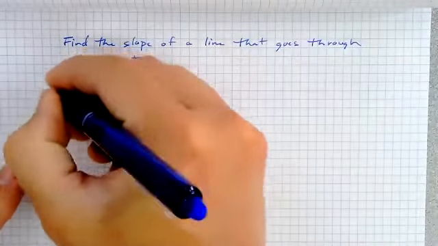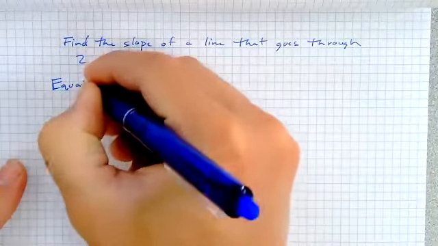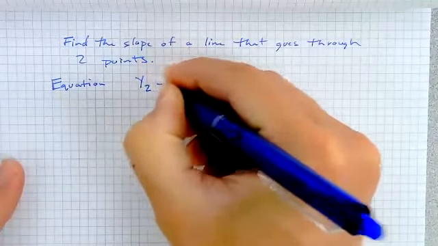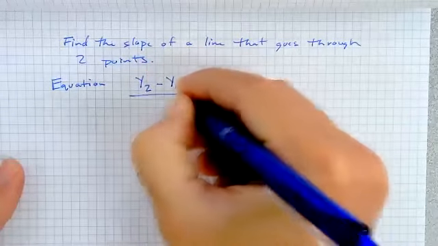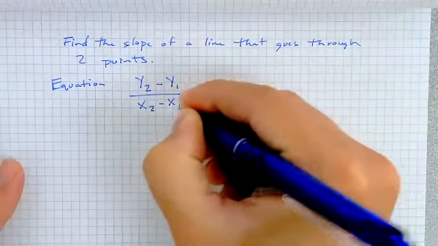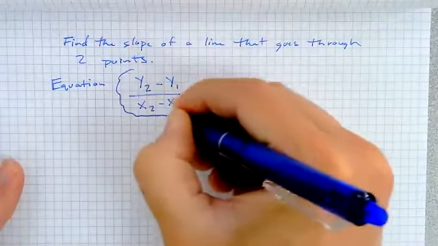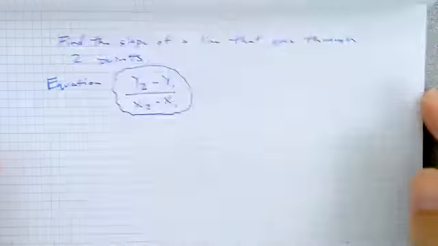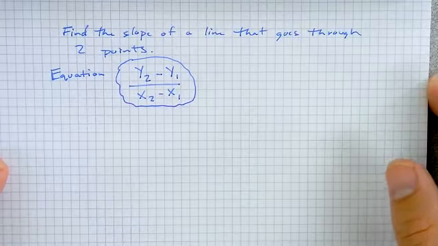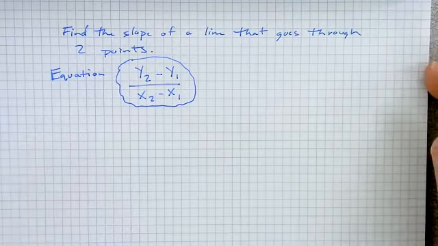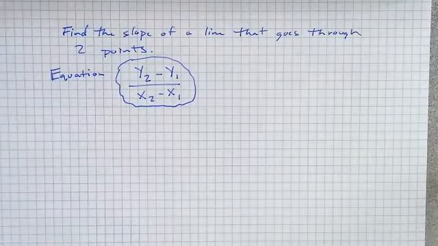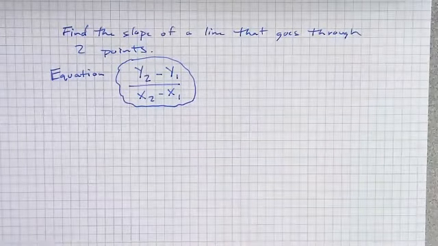So the equation we use is y2 minus y1 divided by x2 minus x1, which may look a little complicated at first, but I assure you it is not.